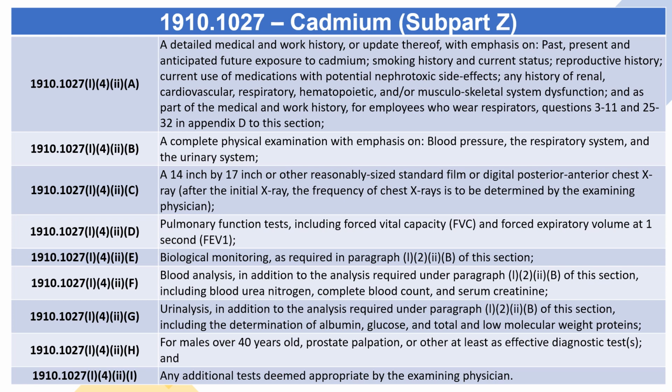Blood analysis, in addition to the analysis required under paragraph L2(2)(b) of this section, including blood urea nitrogen, complete blood count, and serum creatinine. Urinalysis, in addition to the analysis required under paragraph L2(2)(b) of this section, including the determination of albumin, glucose, and total and low molecular weight proteins. For males over 40 years old, prostate palpation, or other at least as effective diagnostic tests, and any additional tests deemed appropriate by the examining physician.